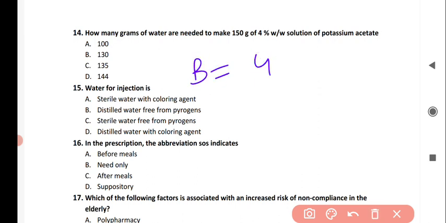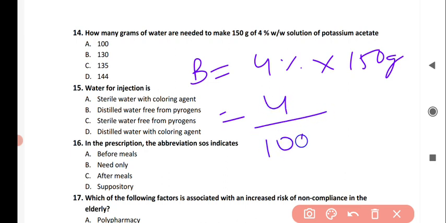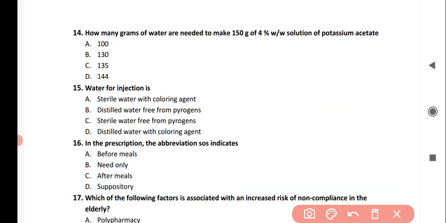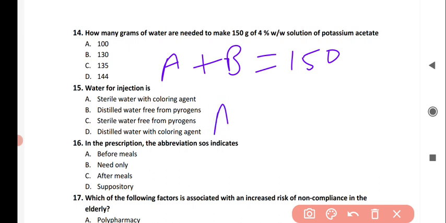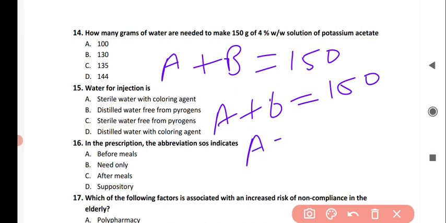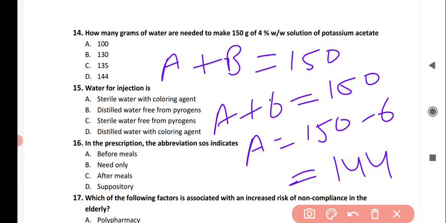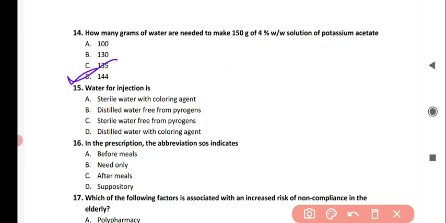So we will calculate B, that is 4% of 150 grams. We will convert the 4% into numbers, that is 4 divided by 100 into 150. So the answer will be 6. Now simply we will put in the equation A plus B is equal to 150. A plus 6 is equal to 150, so A is 150 minus 6, which is equal to 144. So option D will be correct for this question.